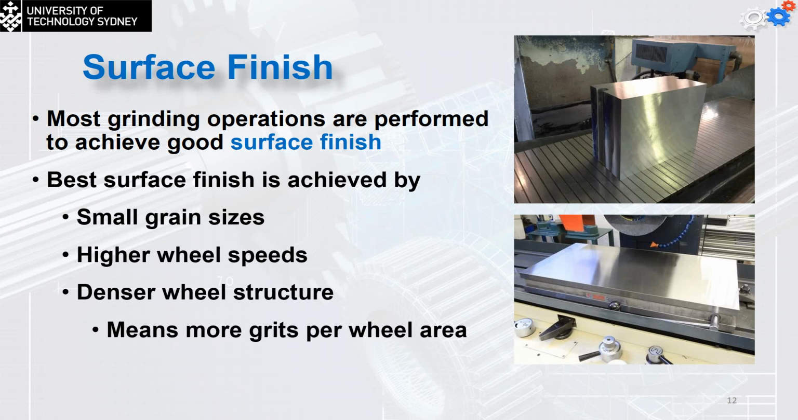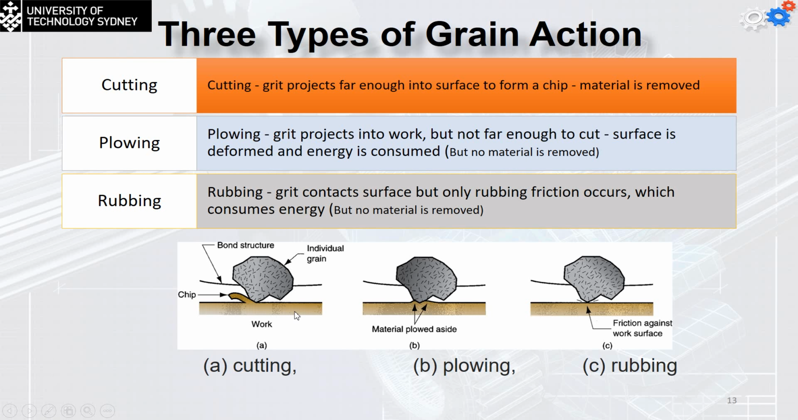The best surface finish is achieved by the small grain size, as we said earlier. You can see how shiny this surface is. Higher wheel speed, denser wheel structure, which obviously is going to be small grain size, and that means we are going to have more grains per the wheel area. So once again, remember, if we would like to have better surface finishing, we have to go for the small grain size for the wheel, higher wheel speed, and denser wheel structure to do the process of the surface finishing.